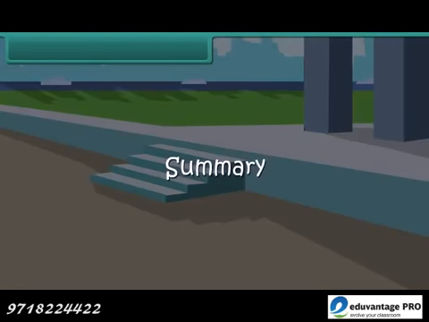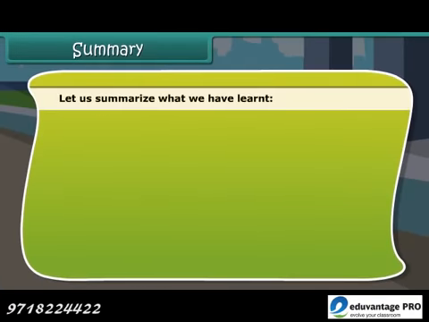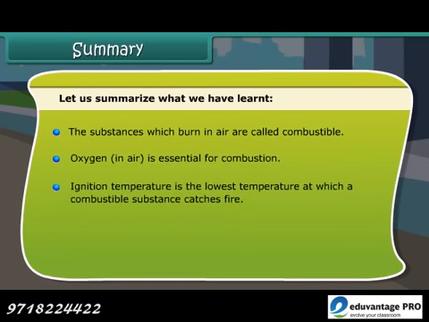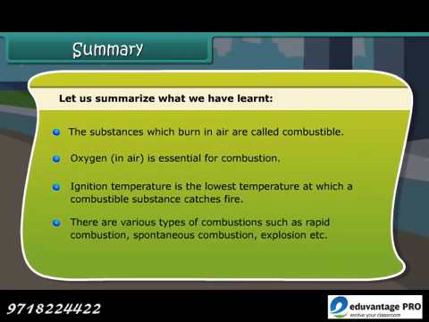Summary. Let us summarize what we have learned. The substances which burn in air are called combustible. Oxygen in air is essential for combustion. Ignition temperature is the lowest temperature at which a combustible substance catches fire. There are various types of combustion, such as rapid combustion, spontaneous combustion, explosion, etc.